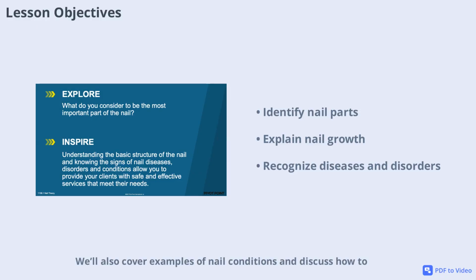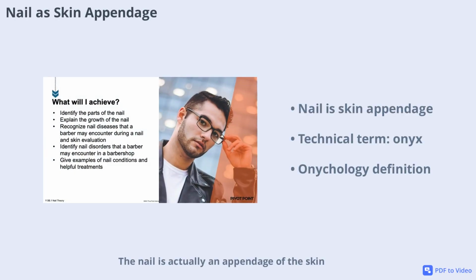We'll also cover examples of nail conditions and discuss how to modify services based on what you observe during nail and skin evaluations. Let's dive into the details and build a strong foundation for nail care expertise. The nail is actually an appendage of the skin. Its technical term is onyx, and the study of its structure and growth is called onychology. Understanding these terms helps you communicate professionally and accurately with clients and colleagues. Nails play a vital role in protecting the tips of our fingers and toes and are closely linked to overall skin health. Let's look deeper into the anatomy and terminology associated with nails.